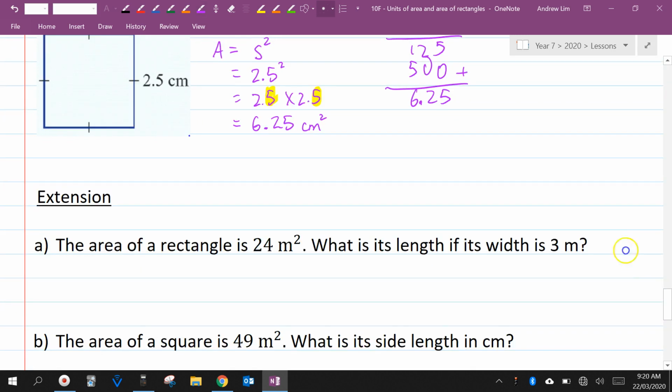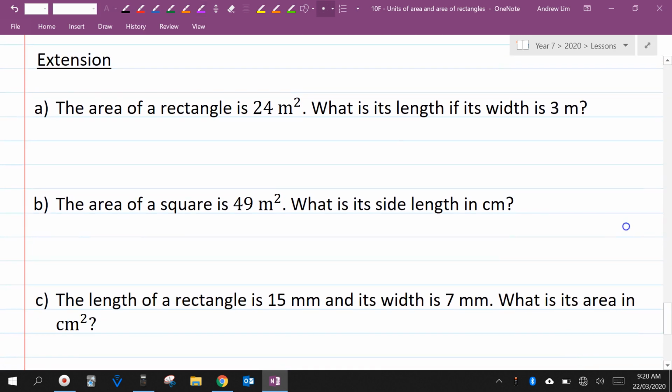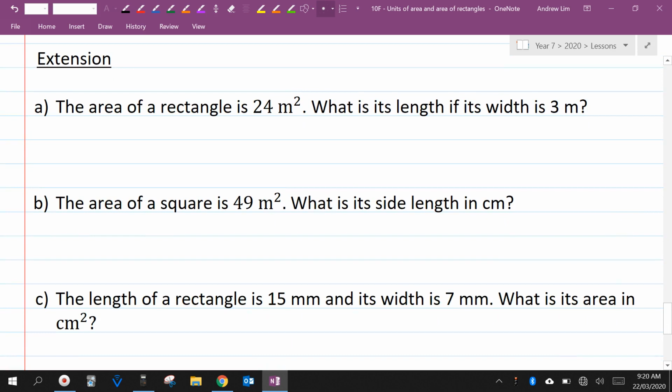Okay. Let's have a look at some extension questions. I'm going to do one with you and then I'll get you to have a go by yourselves for the rest of the questions. So the area of a rectangle is 24 square meters. What is its length if its width is 3 meters?